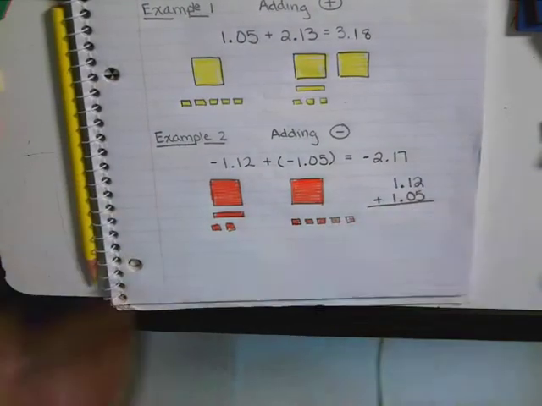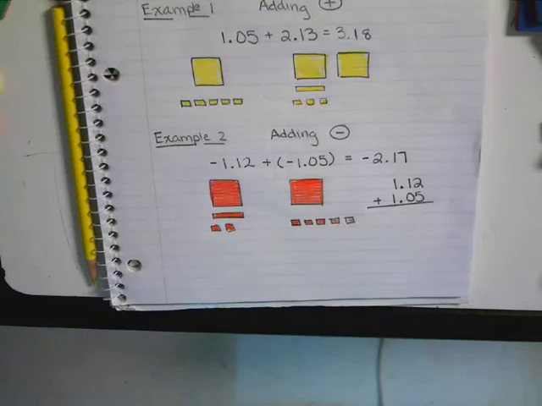Okay. Now, I have rewritten this without my negative signs, which means what am I adding? If I don't have the negative signs and I'm saying negative 1 and 12/100, I'm going to write a positive 1 and 12/100. What am I doing?